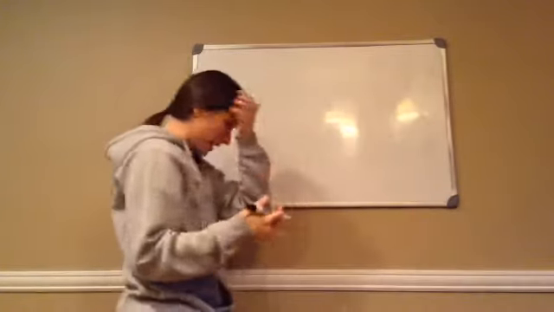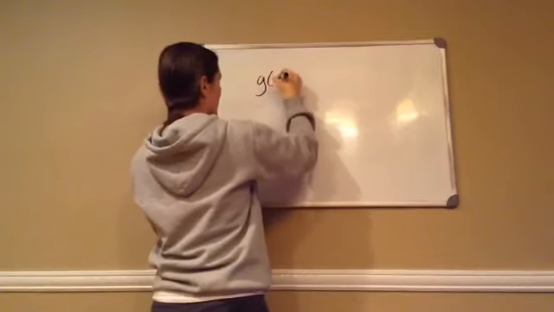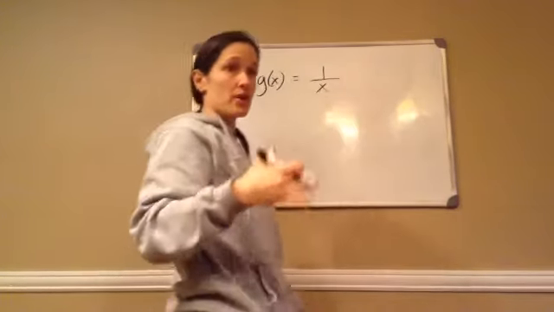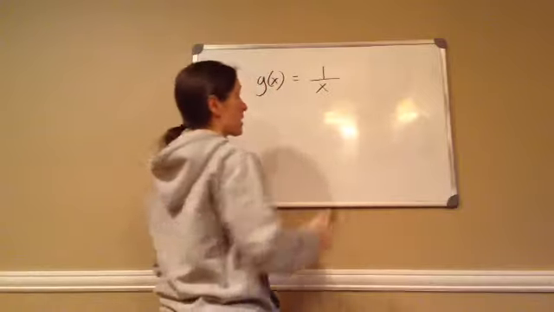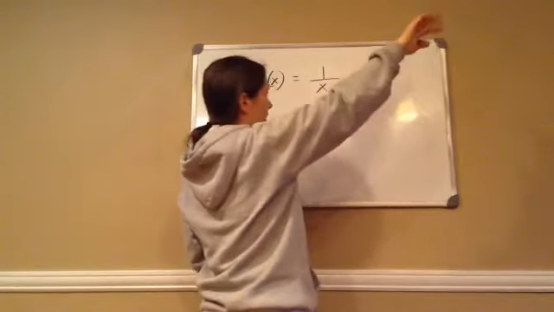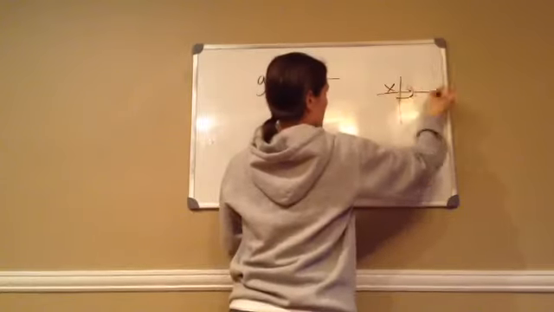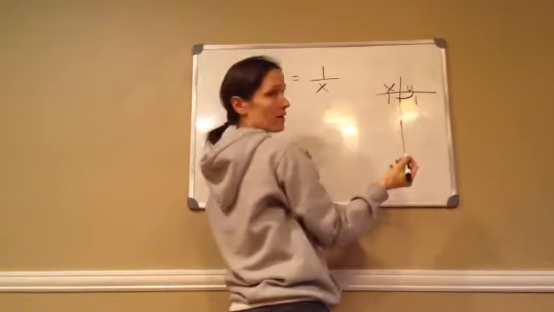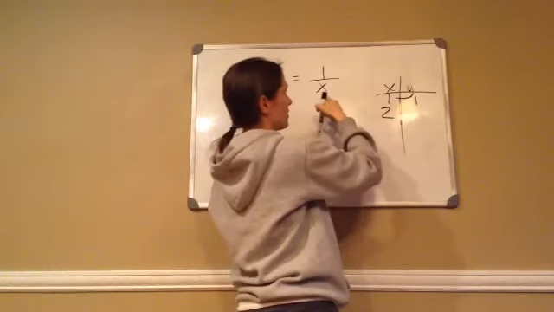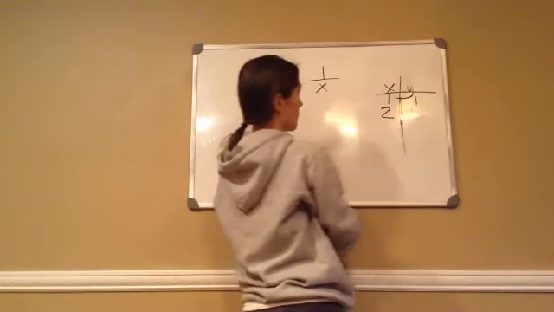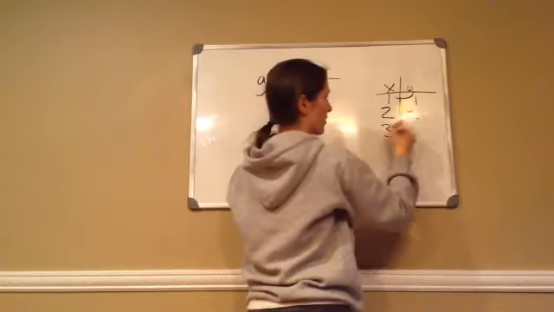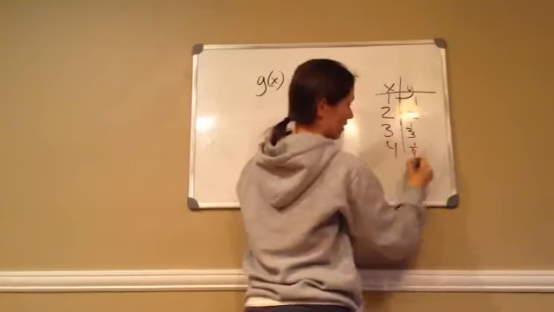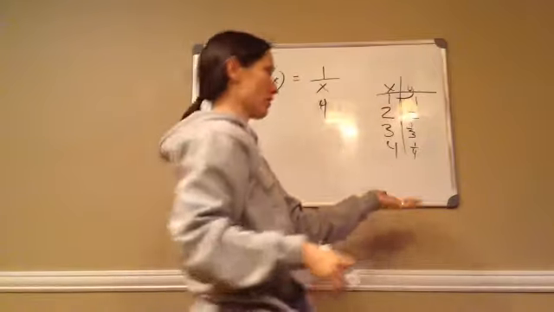Find the domain. Again, we've got a domain. g of x equals 1 over x. So they're just wanting us to find the domain. Domain are all the x's. Let's just pretend my x is a 1. My y is going to be a 1. My x is a 2, it's going to be 1/2. My x is a 3, it's going to be 1/3. My x is a 4, it's going to be 1/4. Okay, so I can keep going on and on.